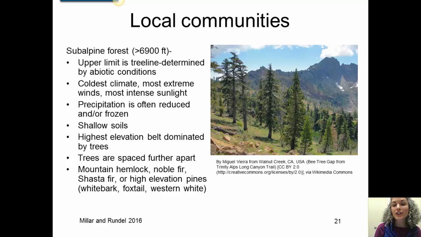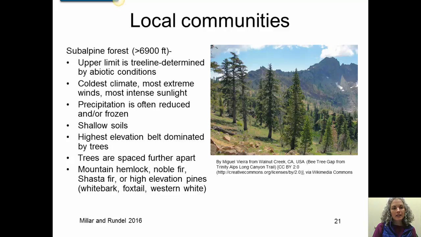Moving up in elevation, we have what's called a subalpine forest. The subalpine forest is going to be the highest elevation belt that's dominated by trees. Above tree line, we have what's called an alpine area where we still have plant life, but trees are going to be really, really sparse, and it's going to be dominated by herbaceous plants.